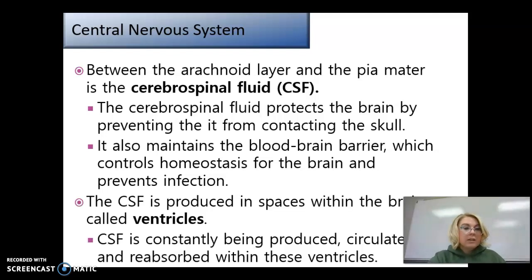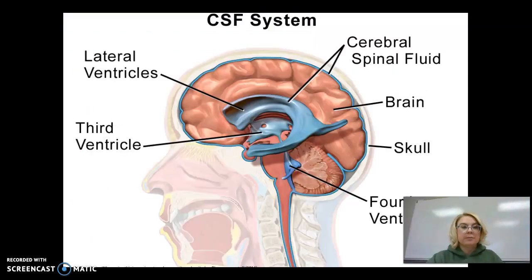The cerebral spinal fluid is produced in spaces within the brain called ventricles. The cerebral spinal fluid is constantly being produced, circulated, and reabsorbed within these ventricles. We talk about this in every part of our system, that things are used for waste and things are reabsorbed and produced. We do this in our lymphatic system. We do this in our circulatory system. It's the same way with our cerebral spinal fluid in our nervous system.